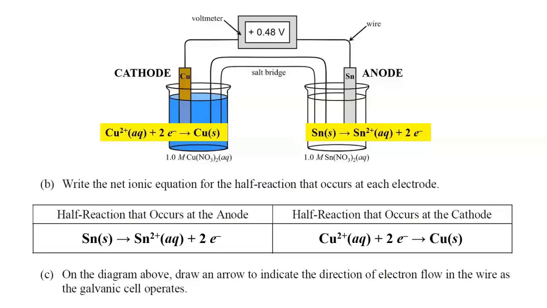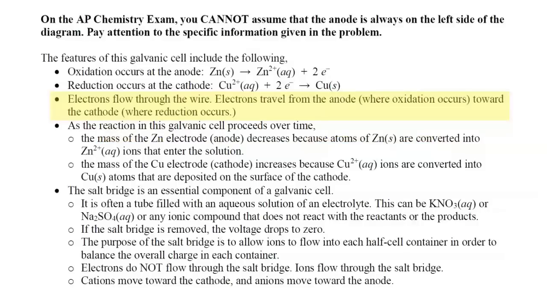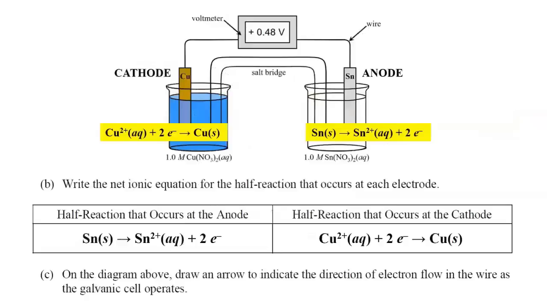Now, the next question, part C, says on the diagram above, draw an arrow to indicate the direction of electron flow in the wire as the galvanic cell operates. So because electrons are being lost at the anode, and because electrons are being gained at the cathode, that tells us the direction in which electrons flow in the wire. So electrons flow through the wire, and they travel from the anode, where oxidation occurs, toward the cathode, where reduction occurs. So I'll go ahead and draw the arrow from the anode toward the cathode, like this.